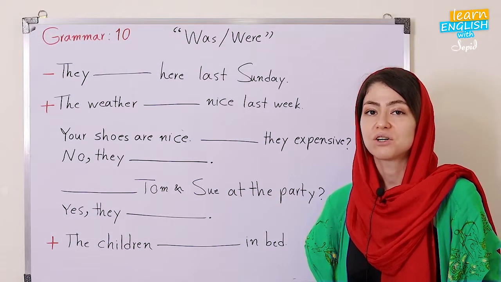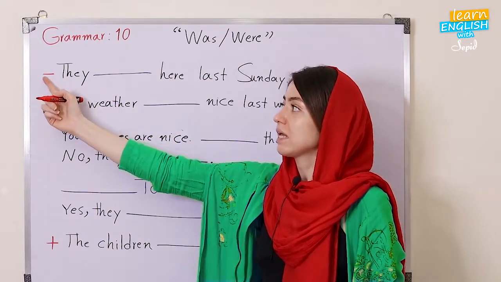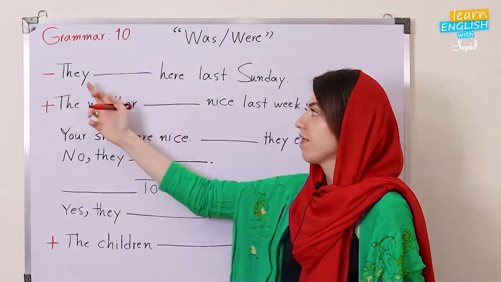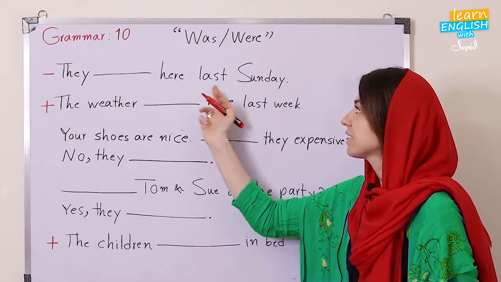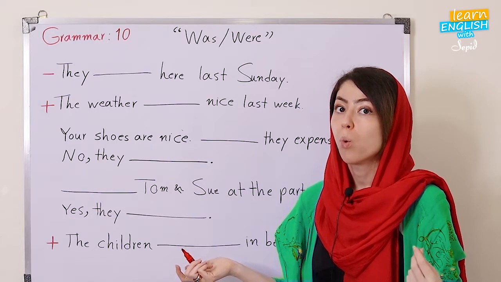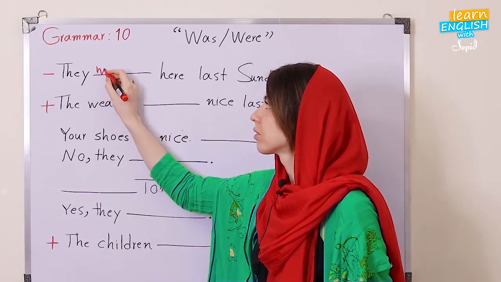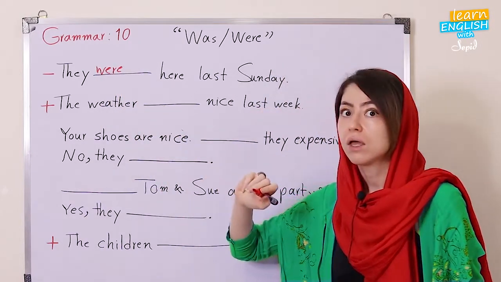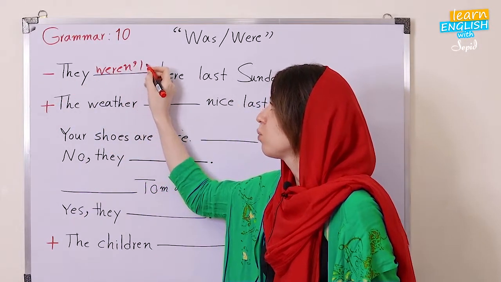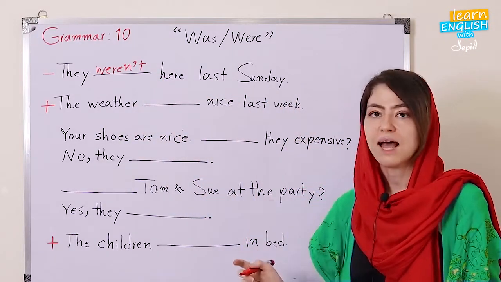Now, let's turn to our practice part. So the first sentence is in negative form, okay? All of them are in past tense. Let's go. They here last Sunday. Okay, for they, we should use were. The past tense of are is were. Okay? Were and negative. So, they weren't. They were not. So they weren't here last Sunday.